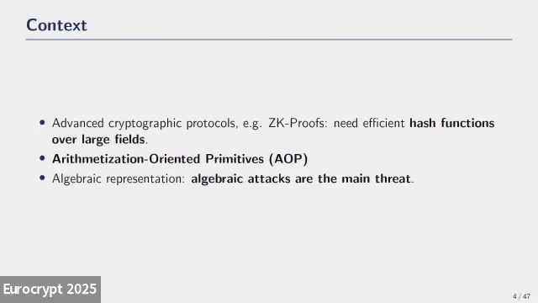So, a brief introduction. Now we are working with advanced cryptographic protocols, for example, zero-knowledge proofs. And here we need efficient hash functions over large prime fields, not only over F2, for example. The name under which we can call all those primitives is arithmetization-oriented primitives. Their natural algebraic representation means that algebraic attacks are the main threat to deal with.